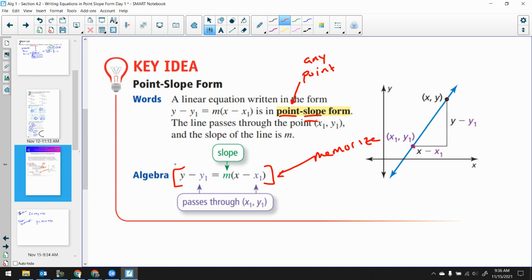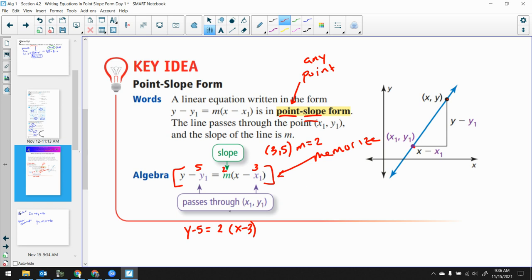So if I have the point 3 comma 5 or whatever, I can say, well, if this is the y value, that's 5. This is 3 comma 5. And with the slope, I can put the slope in there. So that would look like this: y minus 5 is equal to 2 times x minus 3. I'm just giving you some example. I just made it up. If I had the point 3 comma 5 and the slope is 2.